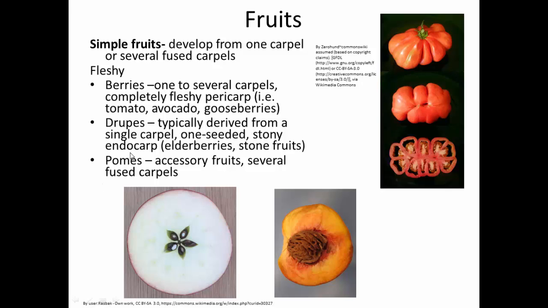The last fleshy fruit that we're going to talk about is called a pome, and this is an accessory fruit. That's the botanical description for an apple and a pear, and it's generally generated from several fused carpels. And you can see that when you cut an apple this way, so when you cut it in half so that you can see the little endocarp and the seeds, and it looks like a little star.